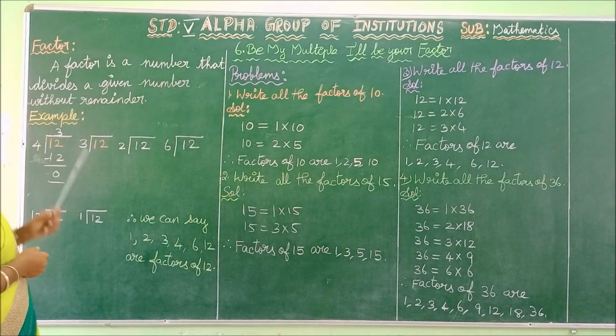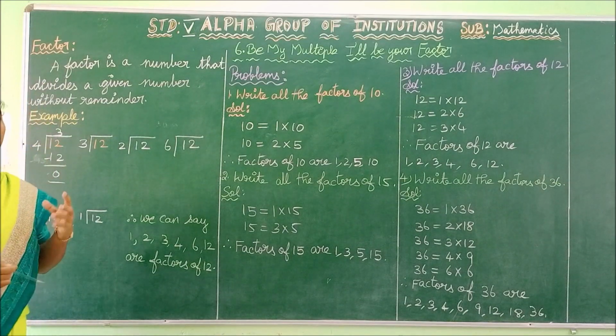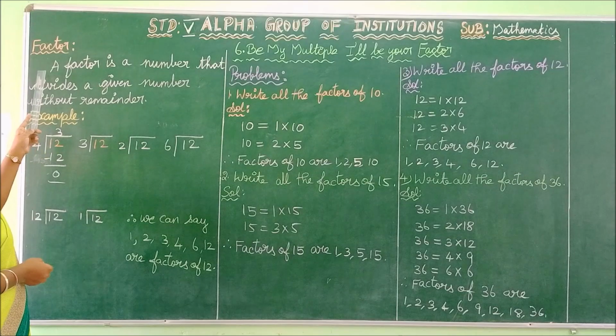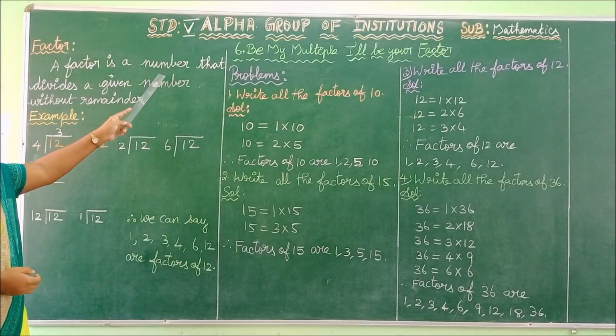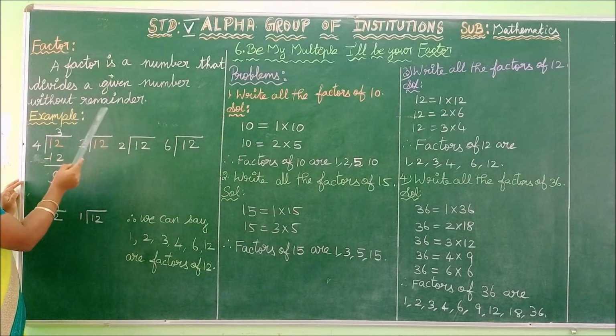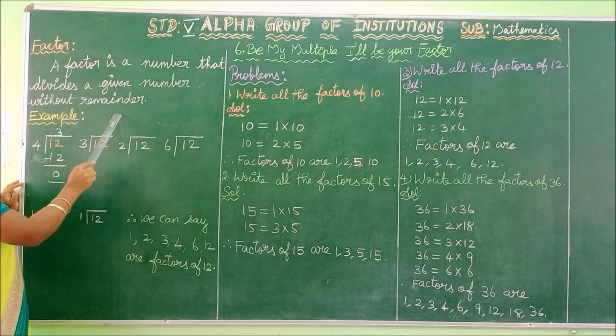Okay, see here. Factor. What is the term factor? The term factor means, see the definition. Read the definition along with me, children. A factor is a number that divides a given number without remainder. Once again, read the definition, children.